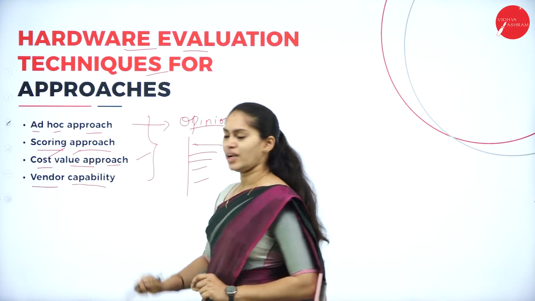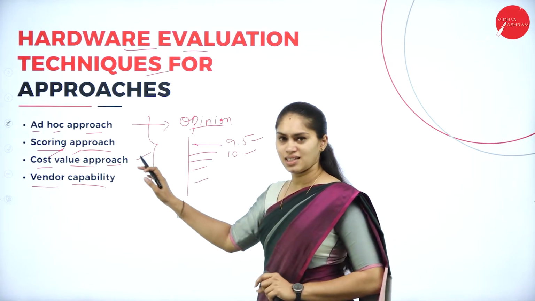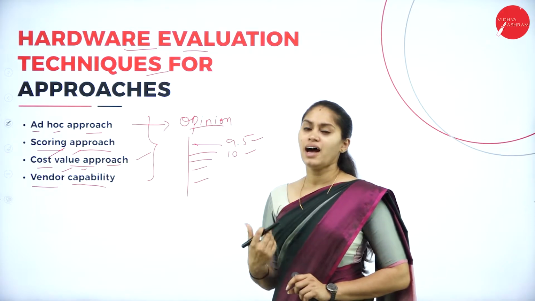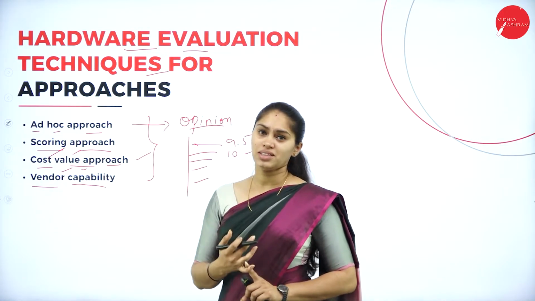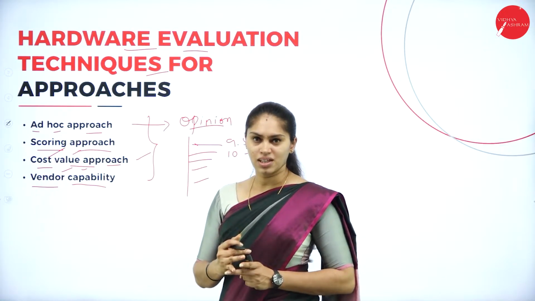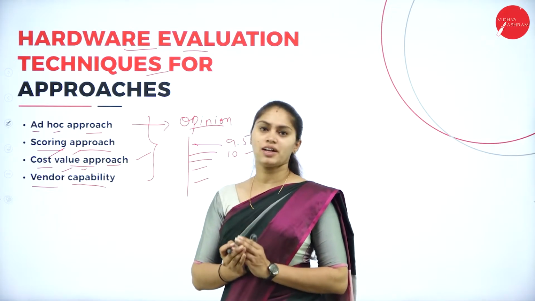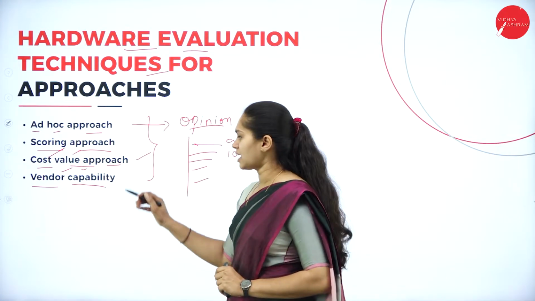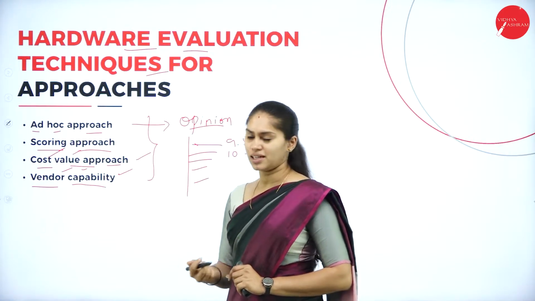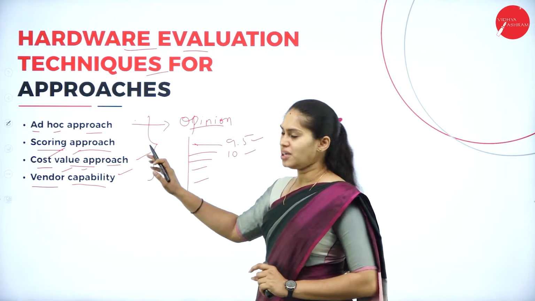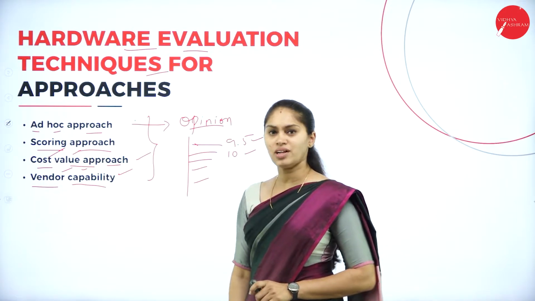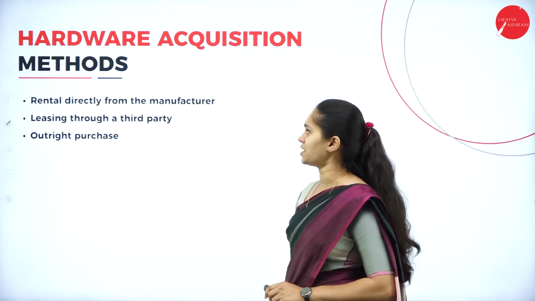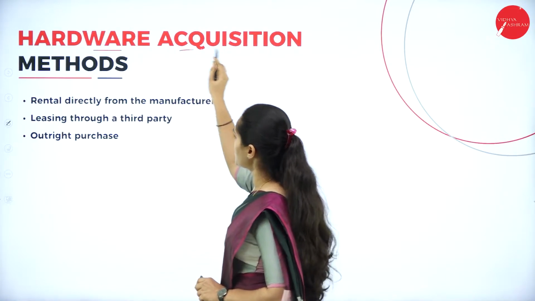Next we have vendor capability. Apart from all these things, we have to think about the capability of the vendor, the one who is providing that hardware system: whether he is going to deliver the hardware system on time, within a particular time, or with a specified cost, or what about the delivery time. Everything needs to be considered in vendor capability. So these are the approaches to evaluate the hardware which is required for the organization or for the information technology. Now we'll see hardware acquisition methods.